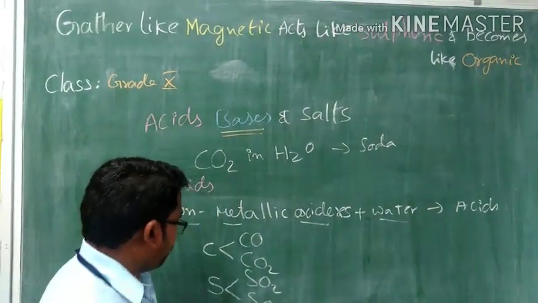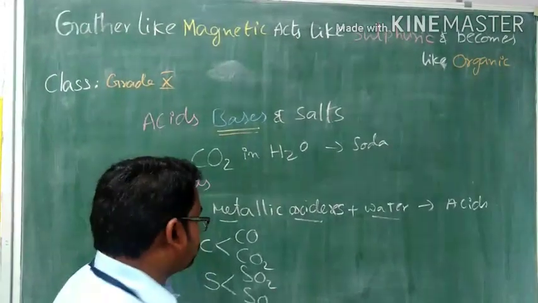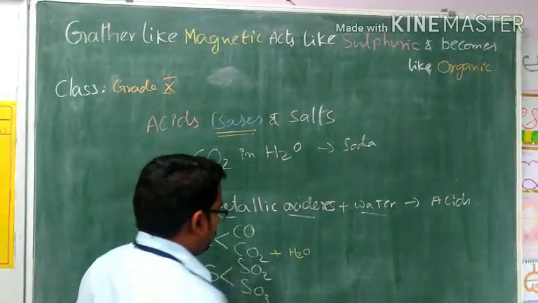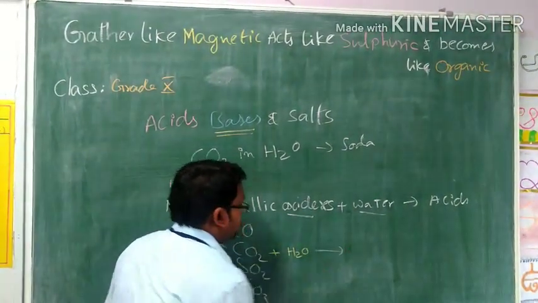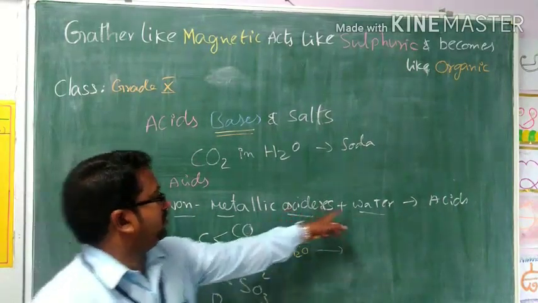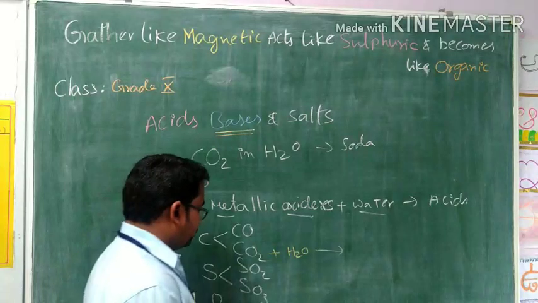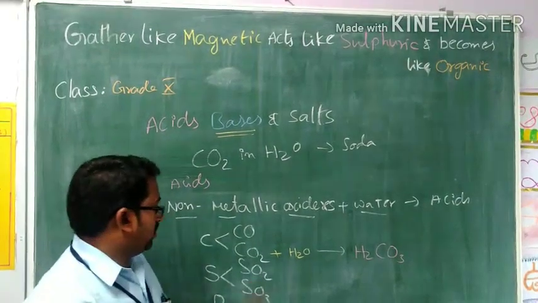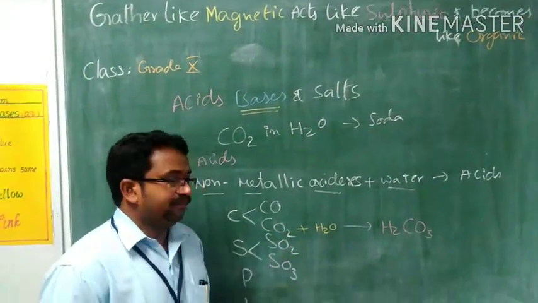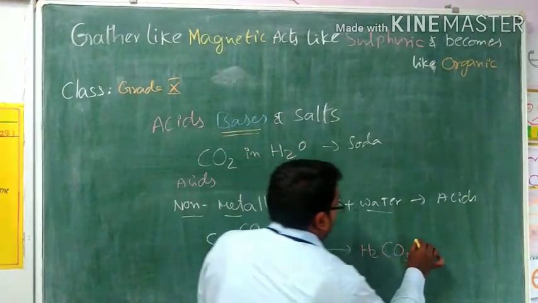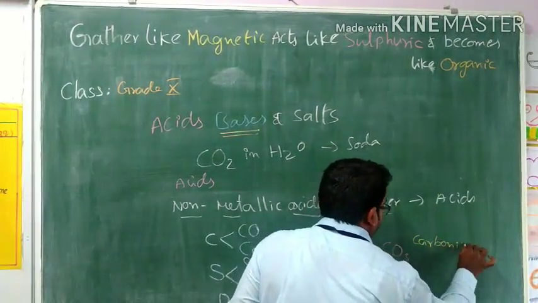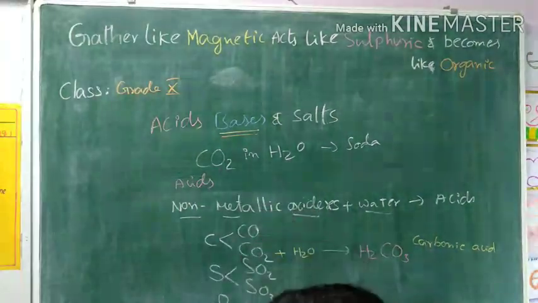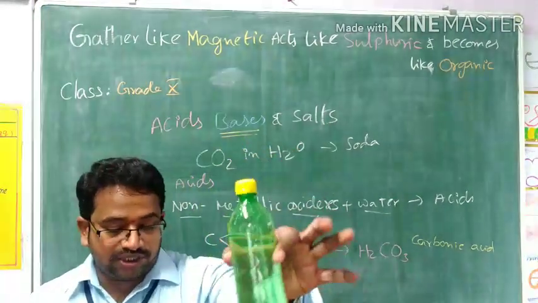Now we already saw carbon dioxide. This carbon dioxide dissolves in water. Then what happened? See the general equation: a non-metallic oxide dissolves in water and produces an acid. Let us see that acid. H2CO3. This is called carbonic acid. So this soda is nothing but carbonic acid.